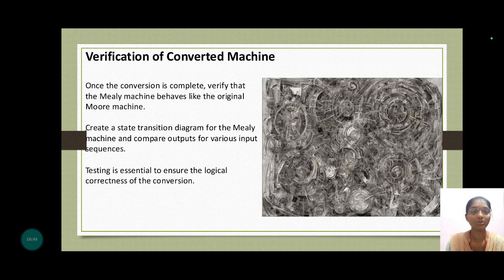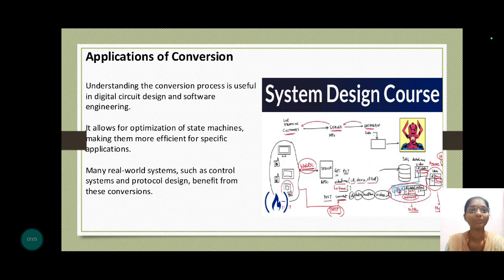Verification of the converted machine. Once the conversion is complete, verify that the Mealy machine behaves like the original Moore machine. Create a state transition diagram for the Mealy machine and compare outputs for various input sequences. Testing is essential to ensure the logical correctness of the conversion.